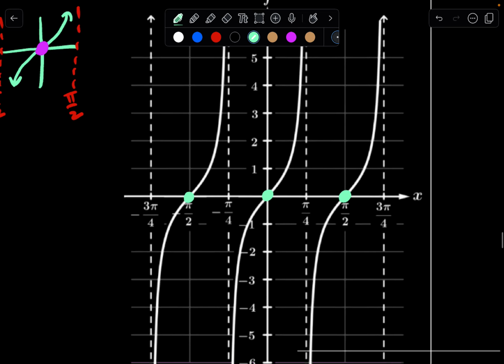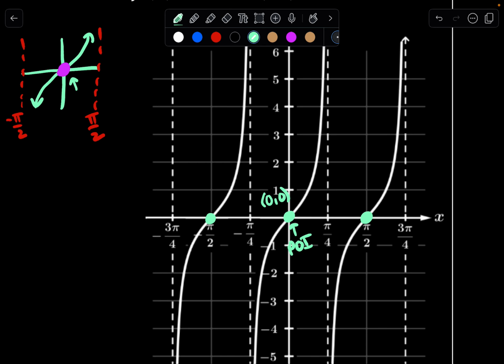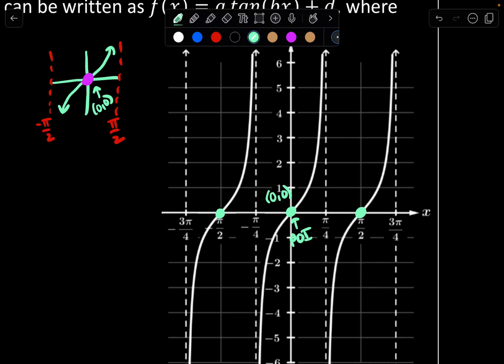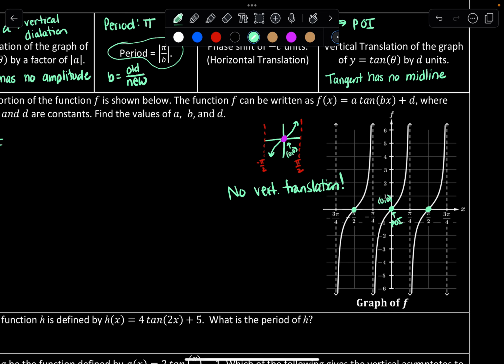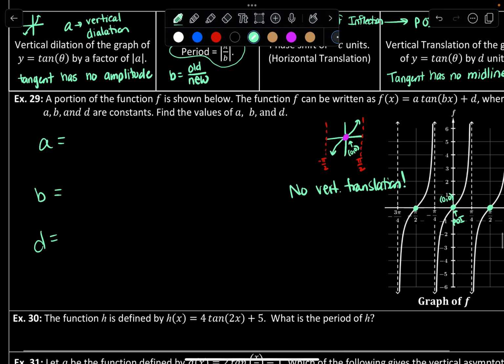So for the point of inflection, I can see that I have a point of inflection here. That's where the concavity is changing, and it's at 0, 0. This aligns with the parent function for tangent, which means we did not shift up or down, all right? The function is still having that point of inflection on the x-axis. Therefore, there is no vertical translation. So that means D is equal to 0.